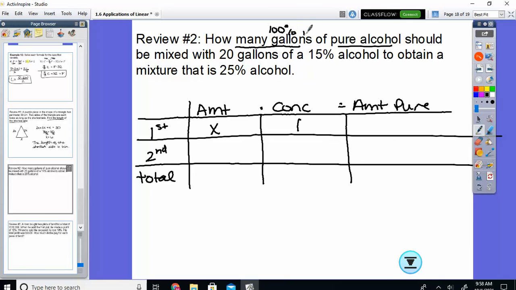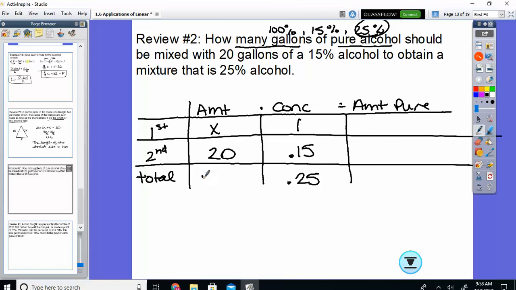Remember, I always told you your final mix will fall in between your highest and lowest. We have a 100, a 15, and a 25. So my total has to be the 25. That's our middle number. And this one is my 15, so my 0.15. The second is the 20, and then for the total amount, we have 20 gallons of the 15.